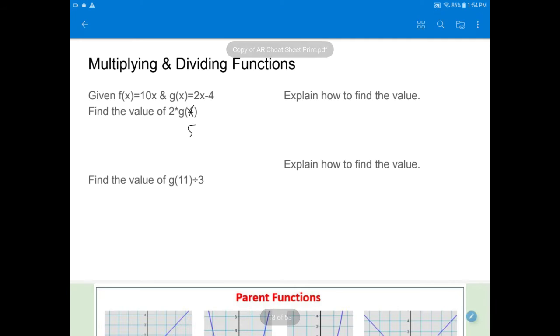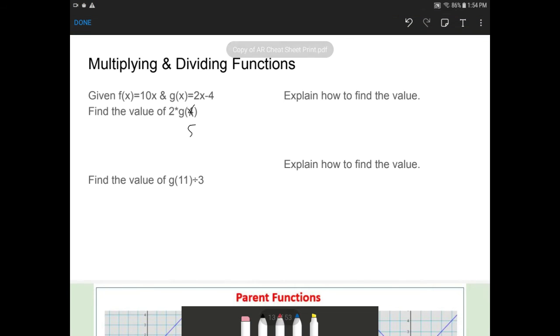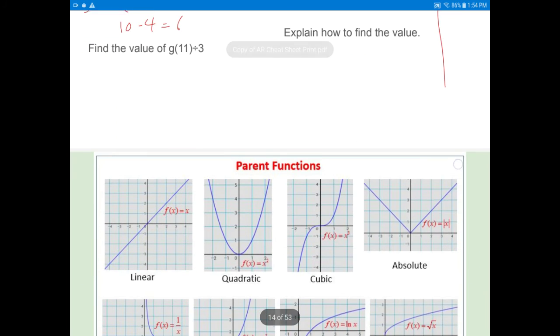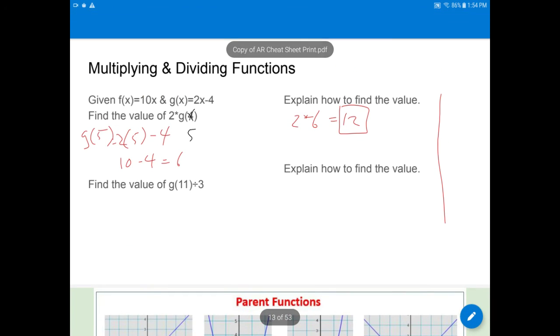Multiplying and dividing functions. So g of 5 is 2 times 5 minus 4. 10 minus 4 is 6. So then it's 2 times 6, which is 12. I'm going to erase that.